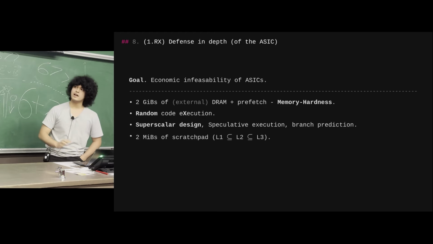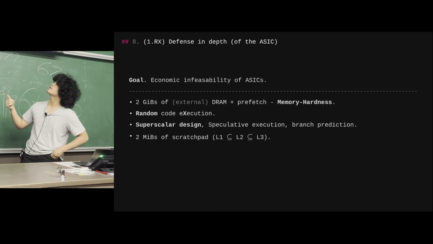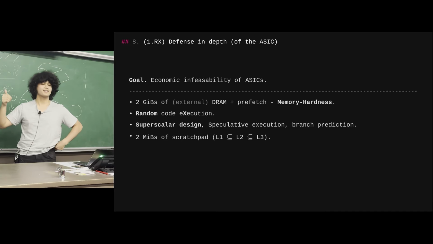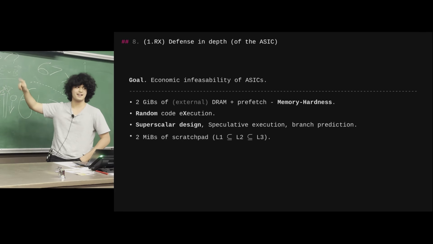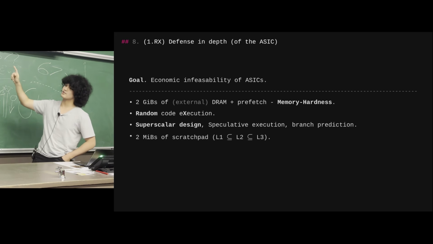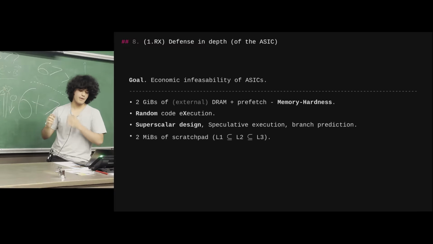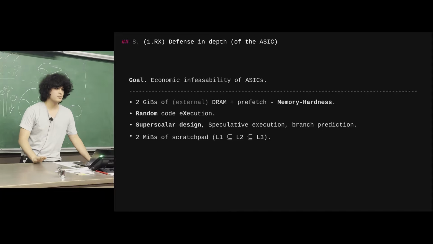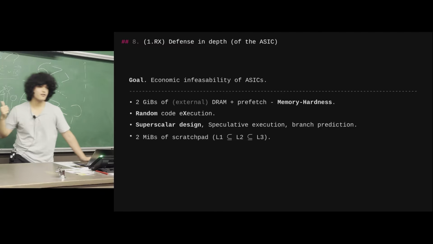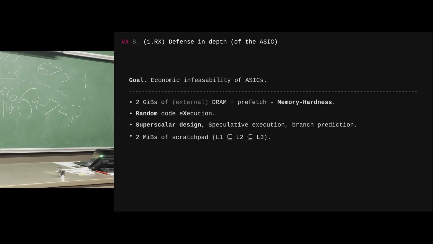So, 2 megabytes of scratchpad. Yeah, it's 2 megabytes of scratchpad. On the previous slide, I had 128 kilobytes. We have memory external to the chip, but CPUs have fast on-chip caches for frequently accessed memory, organized into an L1, L2, L3. RandomX does use this, and it's where the VM sends all its entropy.